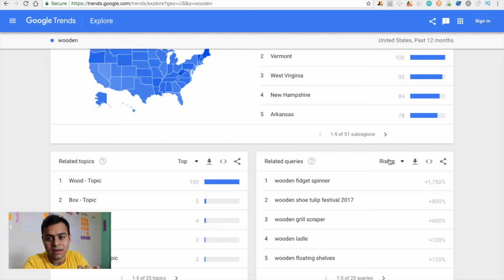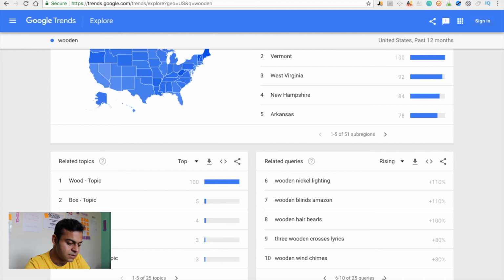But if you want to get lucky and make quick money, which I really don't advise, but if you have extra cash lying around and you want to play around with it, then you can see exactly what this is giving you. It's telling you that people are actually searching for wooden fidget spinners. I haven't come across any wooden fidget spinners till date, so this is very surprising to me. I would definitely look into this. This is a different and specific kind of fidget spinner that people might be searching for.